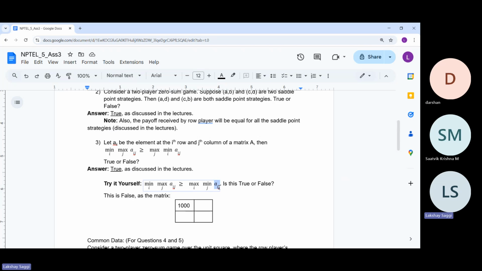So in both cases we are selecting the rows, and in one case we are selecting the maximum value from those rows, and in the second case the minimum value, and in the end we take min in the first case and max in the second case. So maybe there will be examples where this kind of inequality will fail to hold. Suppose this is my matrix.